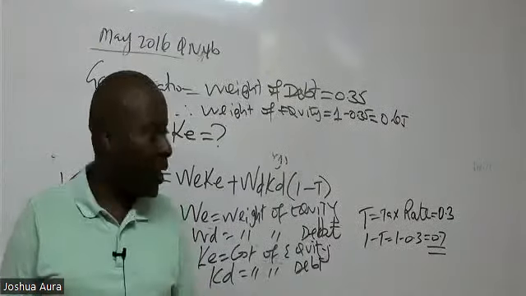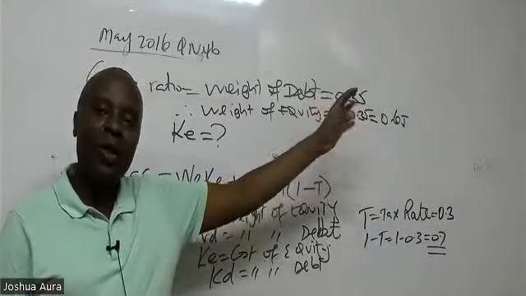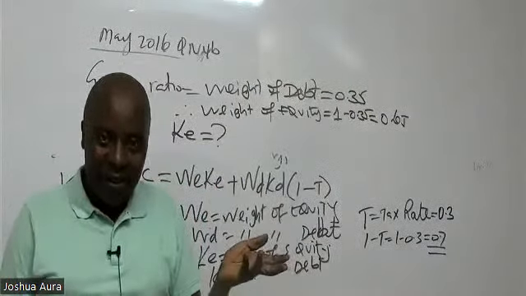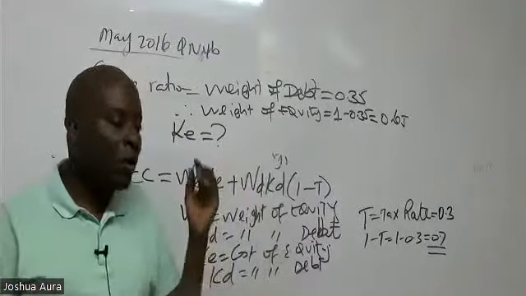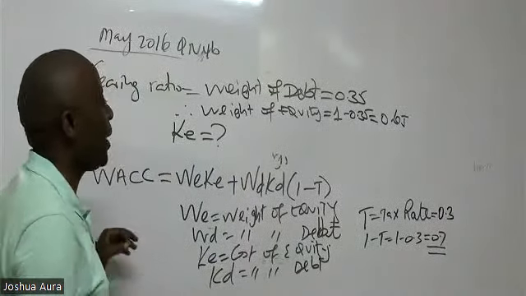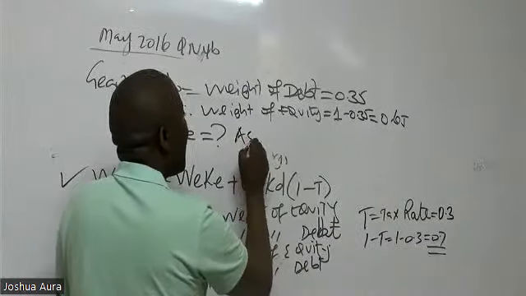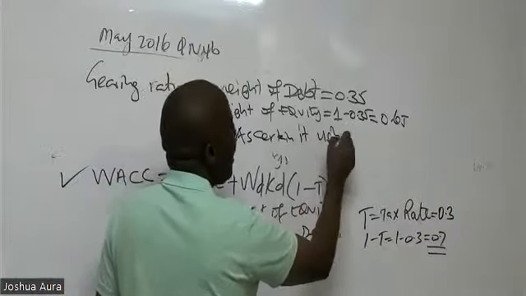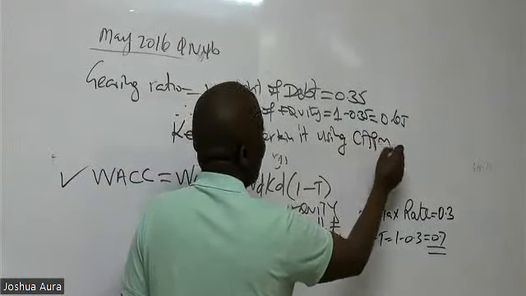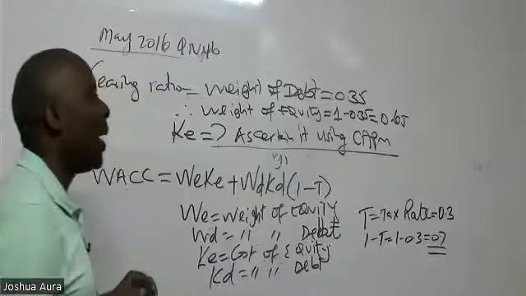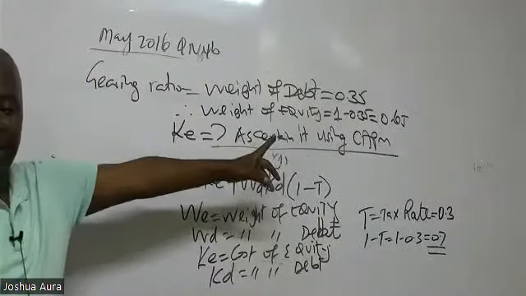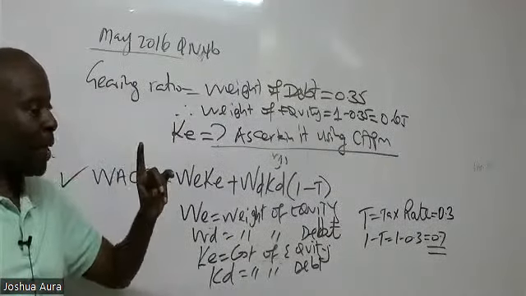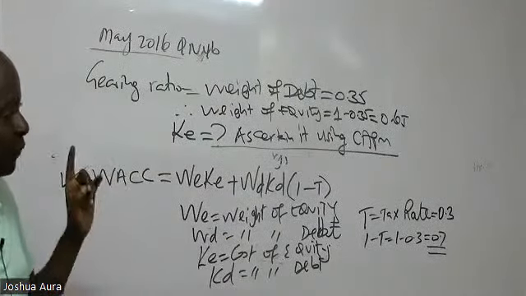Getting cost of equity, I could either decide to use the dividend valuation model, if information is given. But in most cases, cost of equity is ascertained. In this case here, we shall ascertain it using CAPM. For the lovers of football, CAPM is very important. So I shall ascertain it using CAPM. What does CAPM stand for in full?